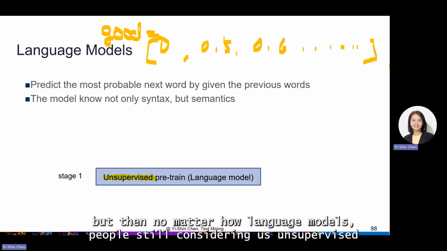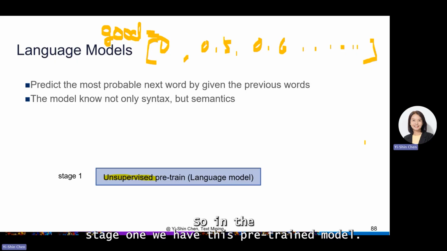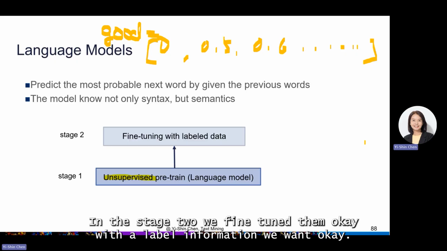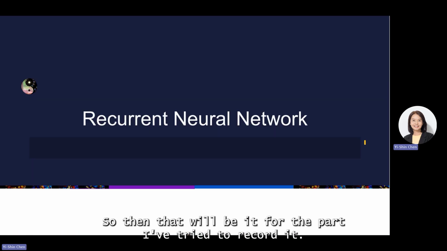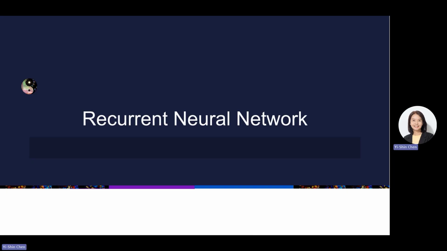Okay, but no matter what, people still consider language models as unsupervised because we don't actually provide label information. So in stage one, we have this pre-trained model. In stage two, we fine-tune it with the label information we want. Okay, that will be it for this part. The next one, we will come back to understand what is called a recurrent neural network.